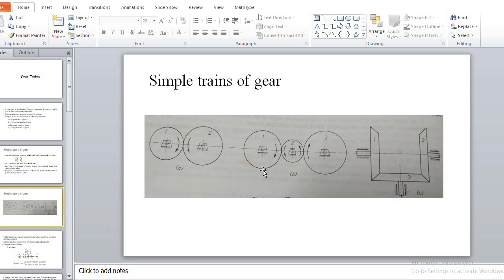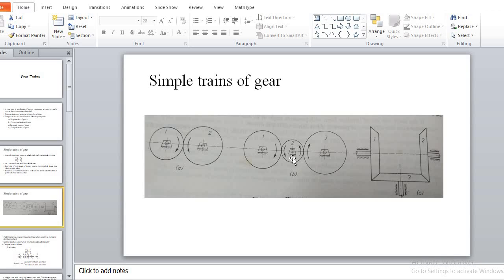In this construction, suppose the first wheel is the driver rotating in clockwise direction. It gives power to the second wheel, and the second wheel gives power to the third wheel. The first wheel rotates clockwise, the second wheel rotates anti-clockwise, and the third wheel rotates clockwise. So in this case B, the direction of rotation of the first wheel and the third wheel are the same.